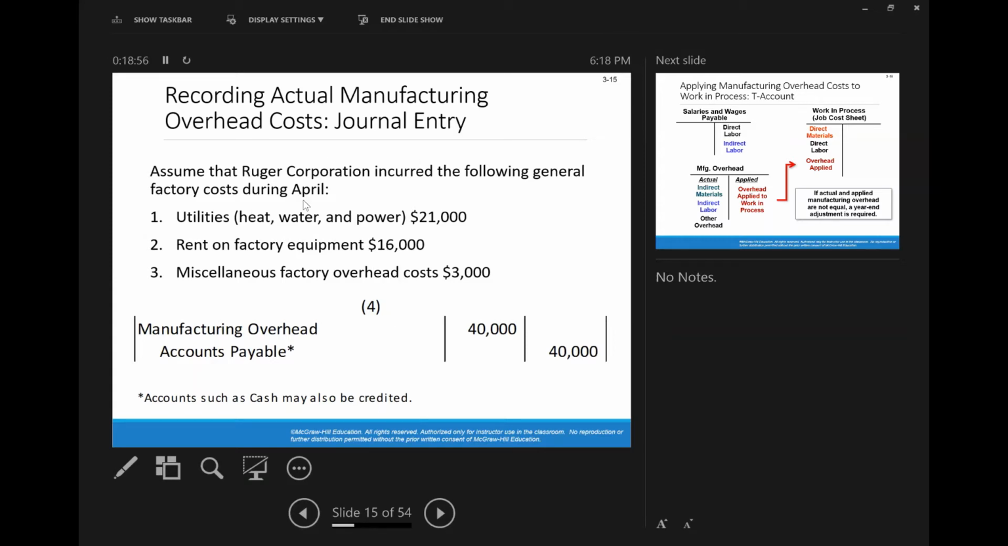Okay, so we're going to add all of those up, which is 40,000, and we're going to debit manufacturing overhead, and we're going to credit accounts payable. And the reason we're crediting accounts payable is because we have to pay for those bills. So the utility bill comes in, the accounts payable clerk is going to enter that into the system. So remember, I said that each vendor that you have has like a number or a name that identifies who they are. So they'll just enter the bill in, and they'll put the amount in for 21,000, and the system is going to automatically put that entry in and go to accounts payable for you.